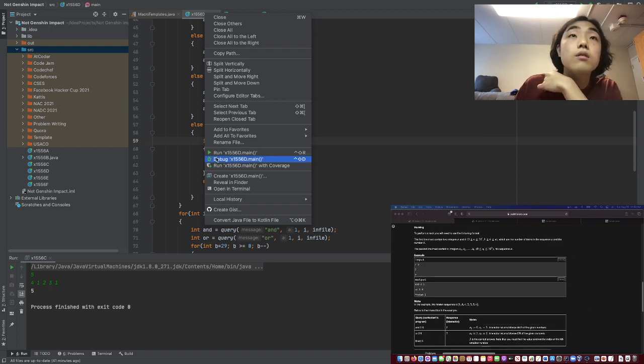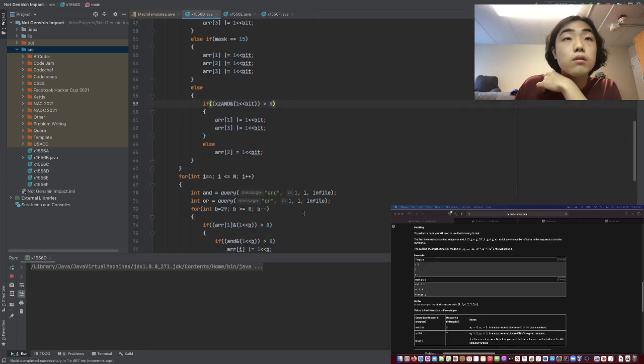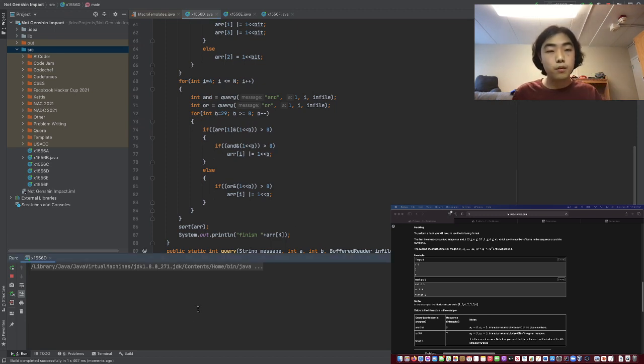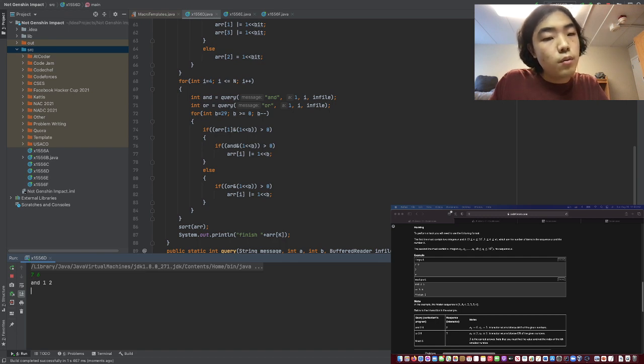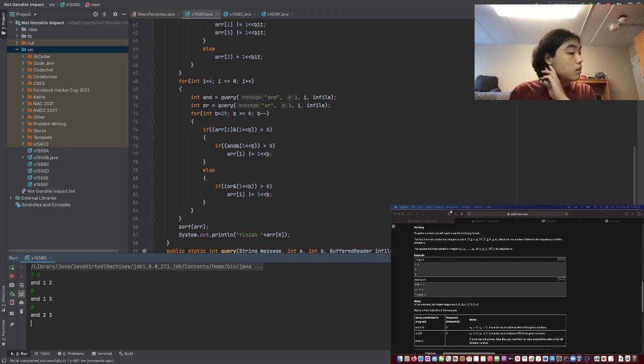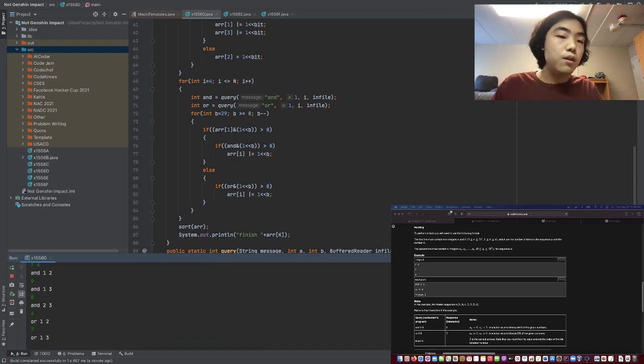An example of a hidden sequence is this. So we provide 7 and 6. The answer should be 5. Bitwise and of 1 and 2 is 0. Bitwise and of 1 and 3 is 0. Bitwise and of 2 and 3 is 4. Bitwise OR of 1 and 2 is, I believe, 7. Bitwise OR of 1 and 3 is 5. Bitwise OR of 2 and 3 is just 6.